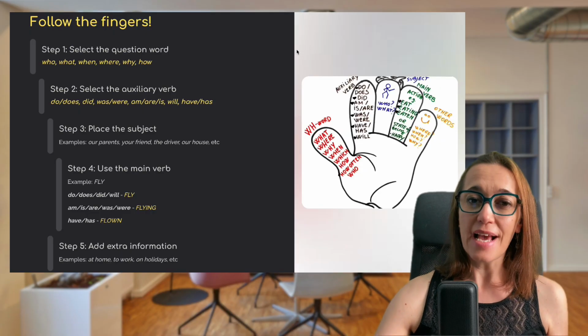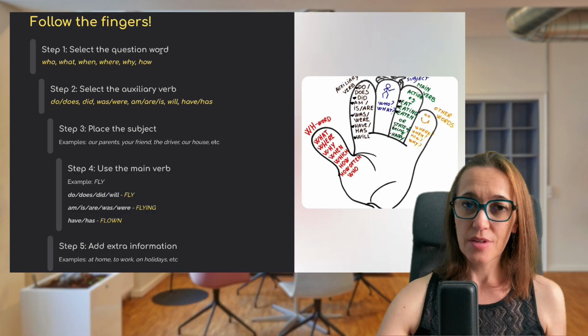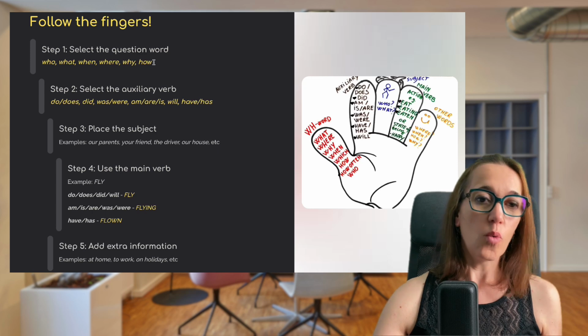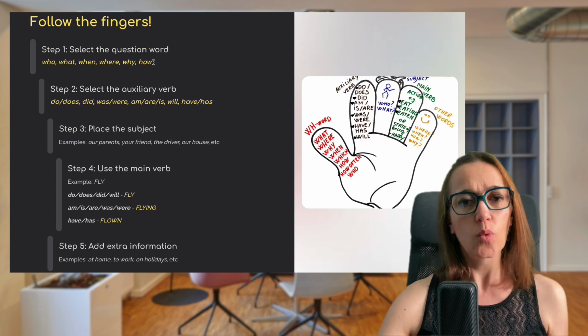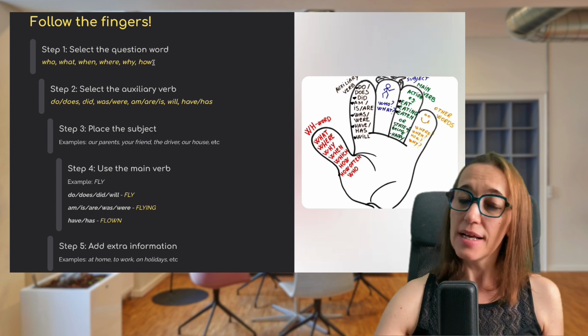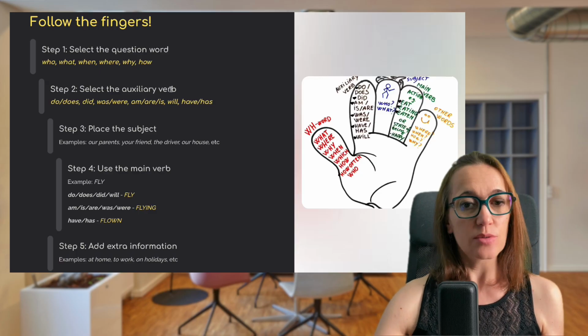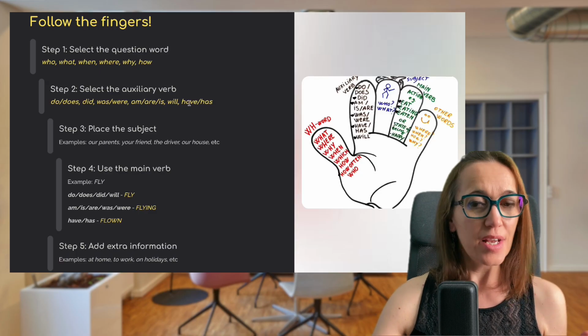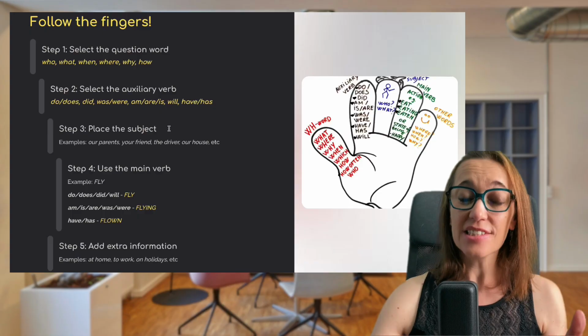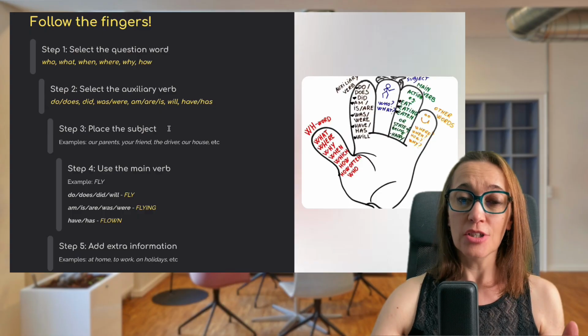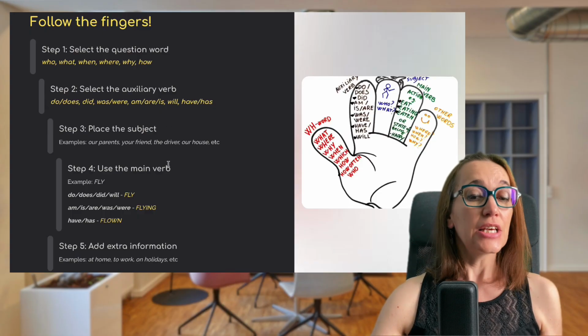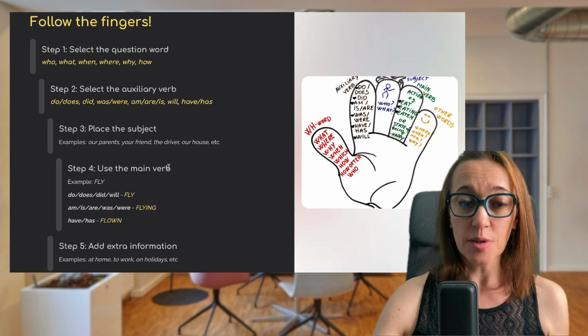First, select the question word, any of these: what, who, when, where, why, how. And then choose the auxiliary verb: do, does, or did, was, were, am, is, are, will, have, or has. Place the subject you are talking about and then use the main verb.